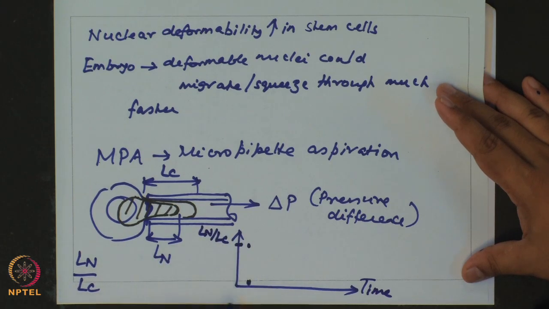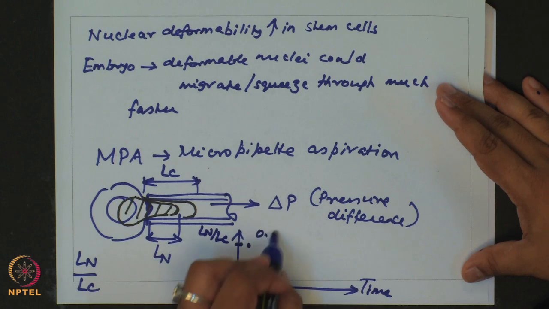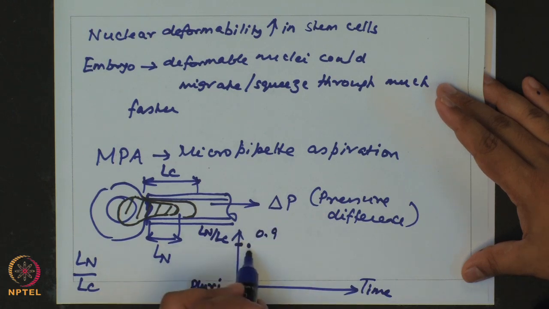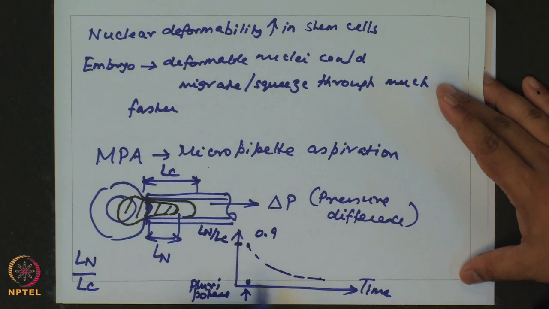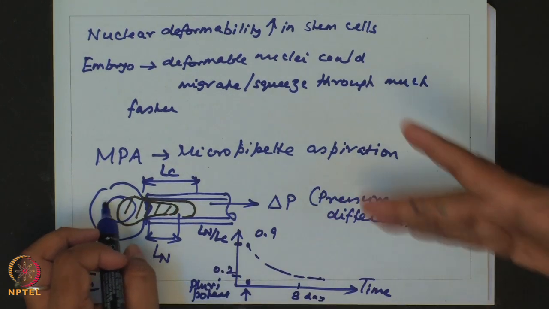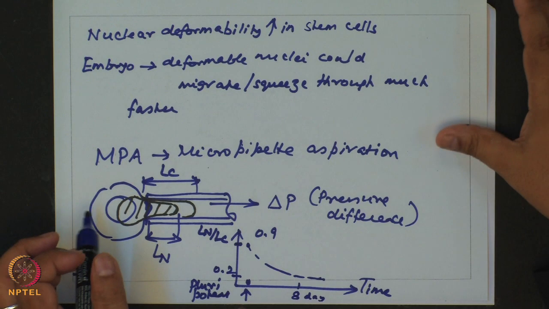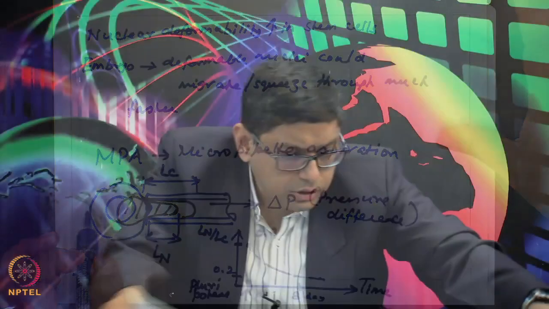So, at early times, when it was in pluripotent state, this ratio is as high as 0.9, but this drops rapidly as the cell starts to differentiate. And at large time points, let us say order 8 days, this ratio drops to as little as 0.2. So, this demonstrates that the nucleus stiffens as it differentiates. So, if a nucleus stiffens as it differentiates, what is the link on cell migration?